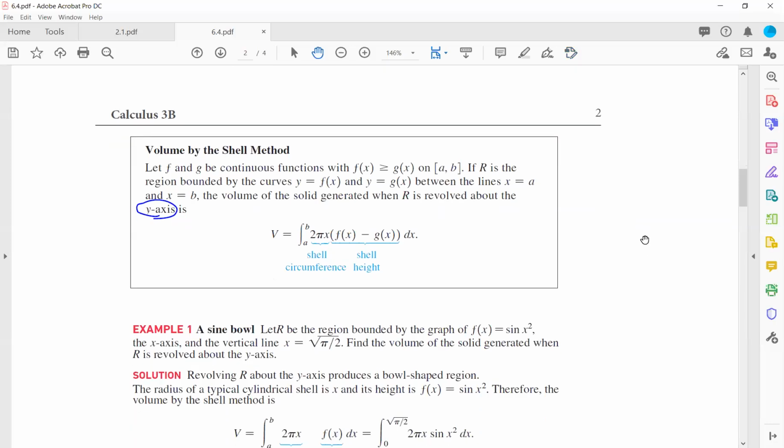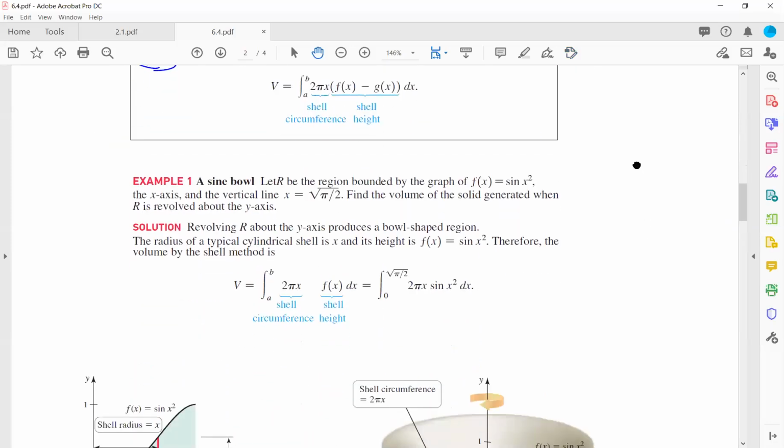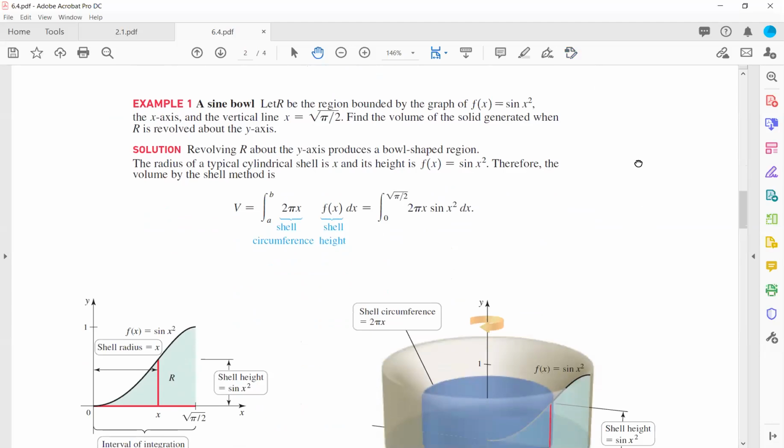Let's go over one example to feel more comfortable with this method. Very well, suppose R is the region bounded by the graph f of x equals sine x squared. Guys, this is not sine squared. It's different from sine squared of x. This function is saying that I have sine and I square my x.